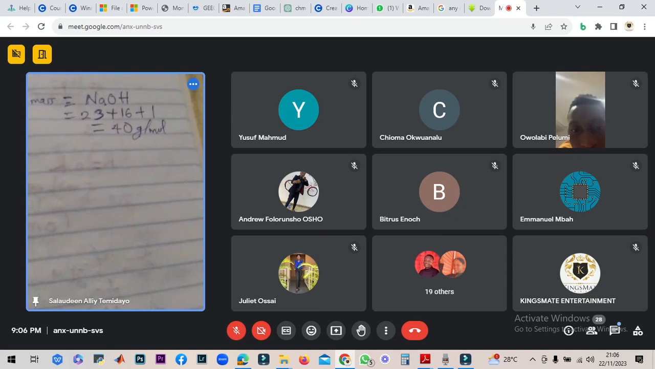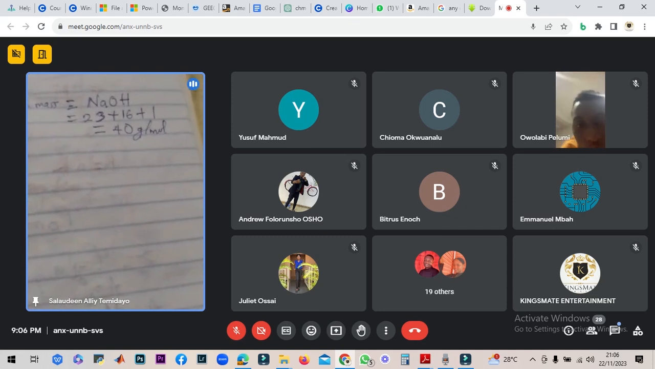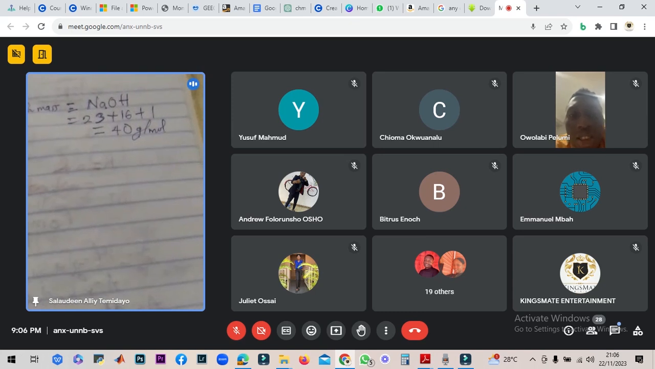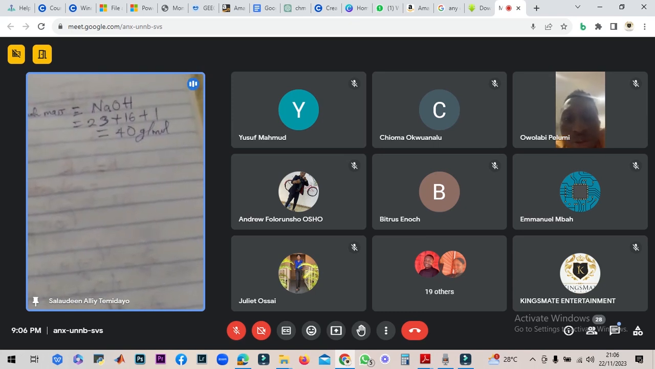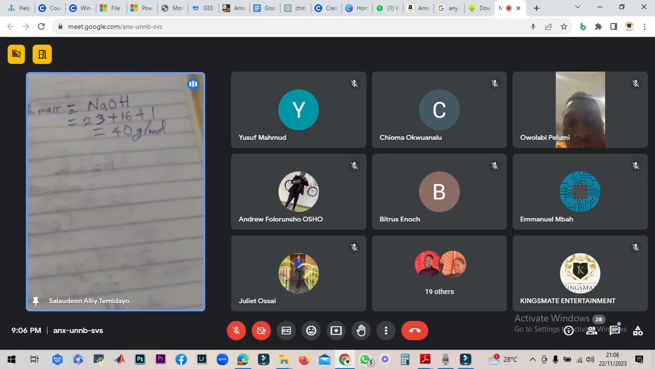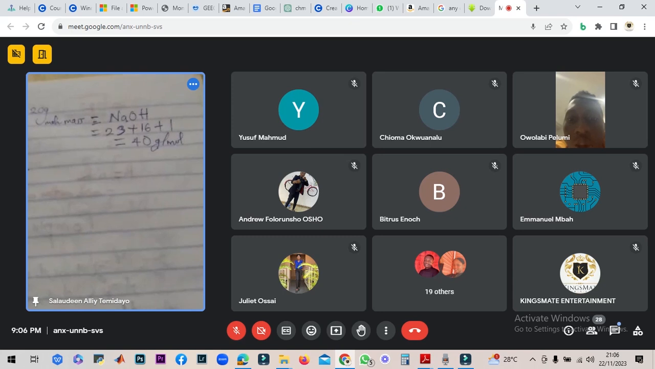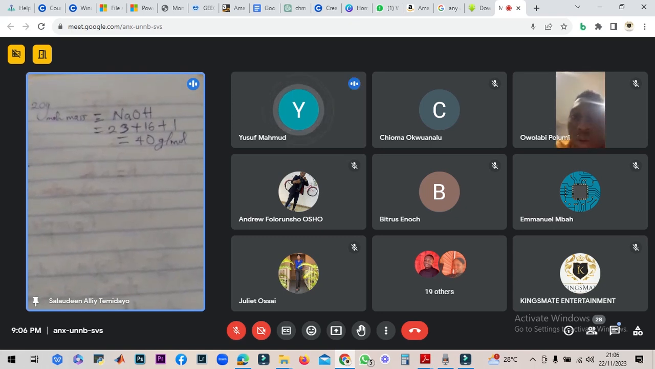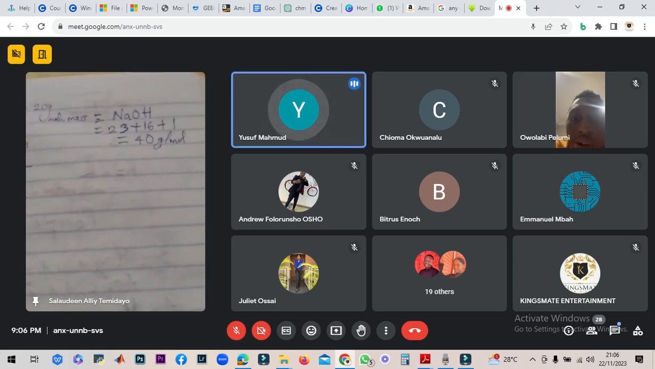So question 4 says: the technique of separation employed to purify an organic solid that may be contaminated by impurities is called. Anyone to give us the answer here? So let me see if it's going to concur with my answer: recrystallization.